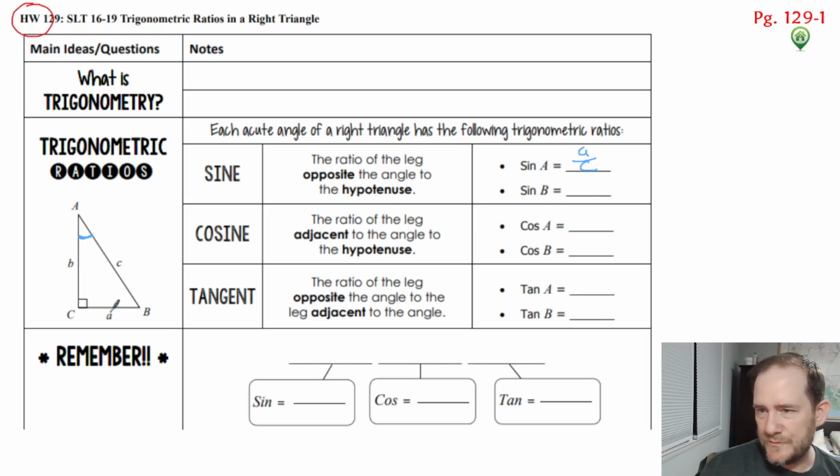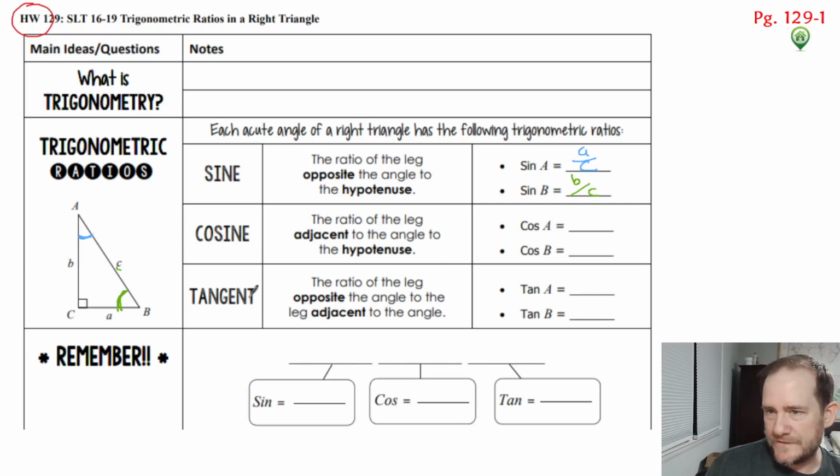Now if you want the sine of B though, well, B is down here, and the side that's opposite from angle B is side B. So my numerator would now be B. My denominator, my hypotenuse, that would actually still be C. So we end up with a sine of A that's A over C and a sine of B that's B over C. And that's it.